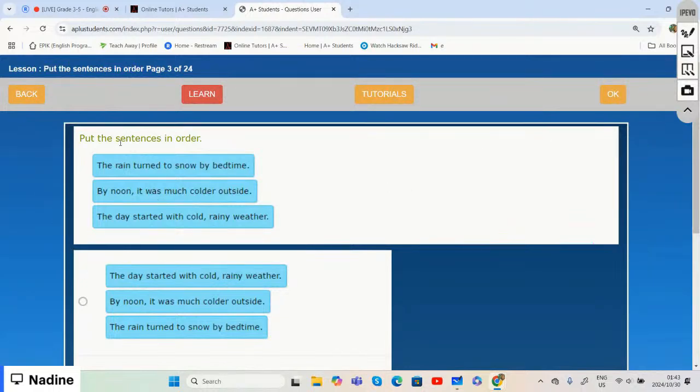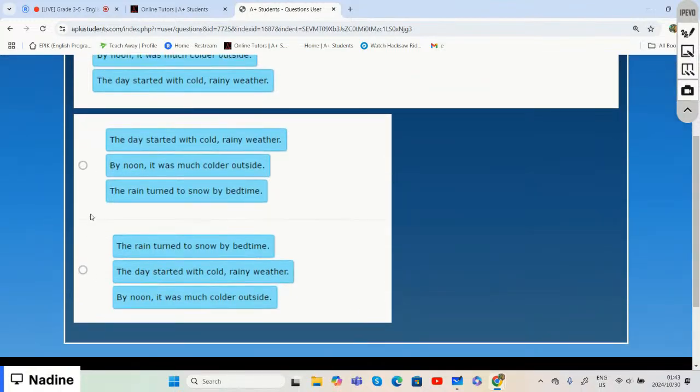The next one says, put the sentences in order. The rain turned to snow by bedtime. By noon, it was much colder outside. The day started with cold, rainy weather. We need to put that in order. Option one or option two.